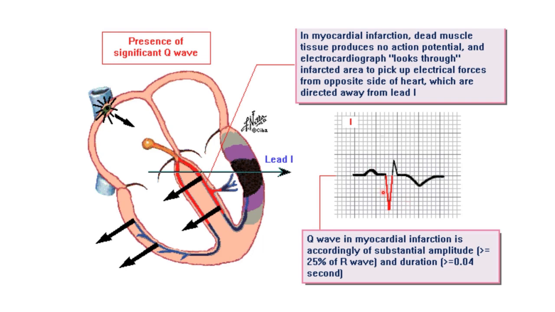The reason the Q wave appears is that the necrotic tissue does not have any action potential. So during the ECG, instead of the action potential being picked up from the infarcted area, it ends up being picked up from the opposite side of the heart where the impulses are traveling the other way. And because of that, you get this Q wave that basically has negative amplitude. You don't really have to know this, but it helps to understand why this Q wave is appearing.